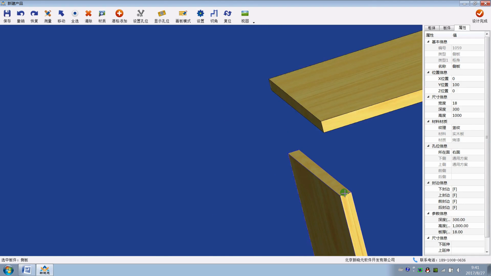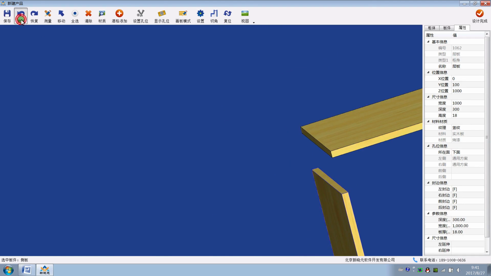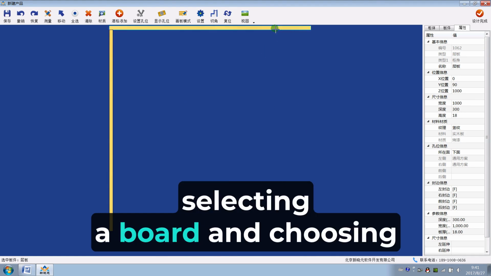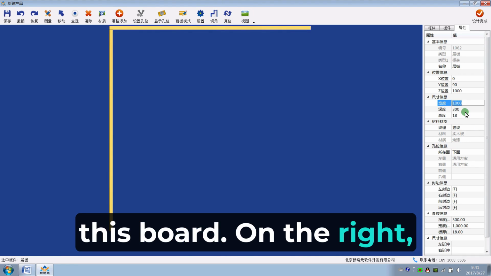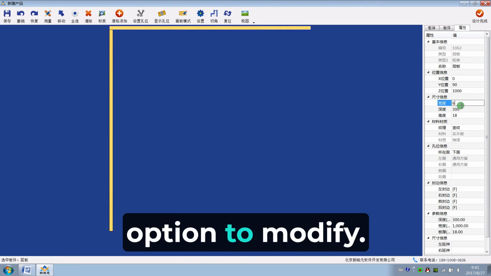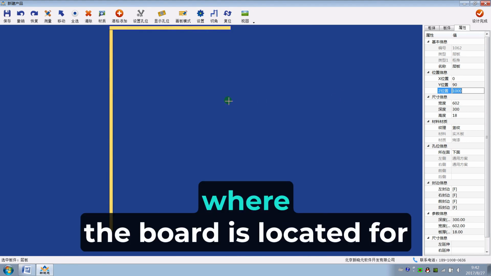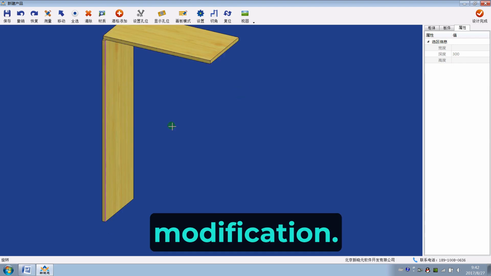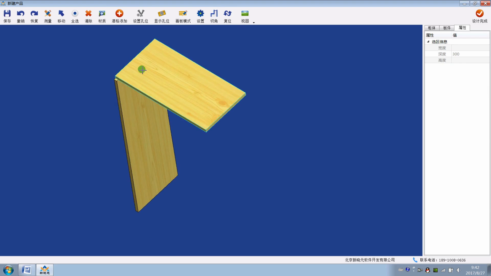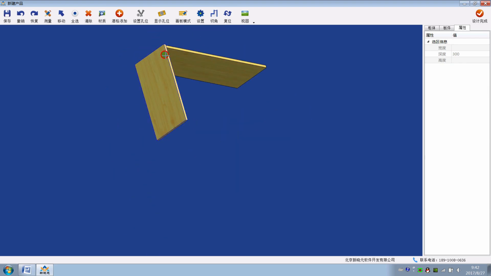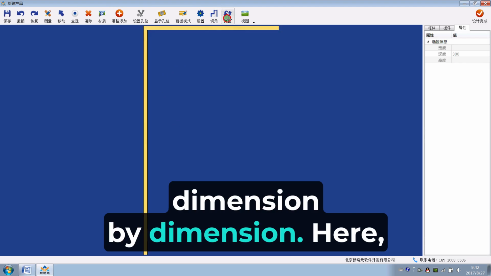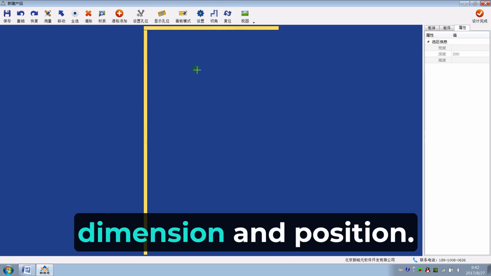This is a dimension modification, selecting a board and choosing this board. On the right, there's a dimension option too. Modify. Below is its position information, where the board is located. Modification. This creates a corresponding relationship, dimension by dimension. Here it's organized, dimension and position.